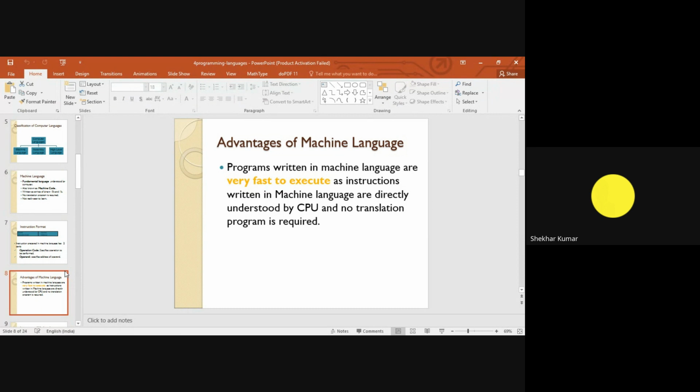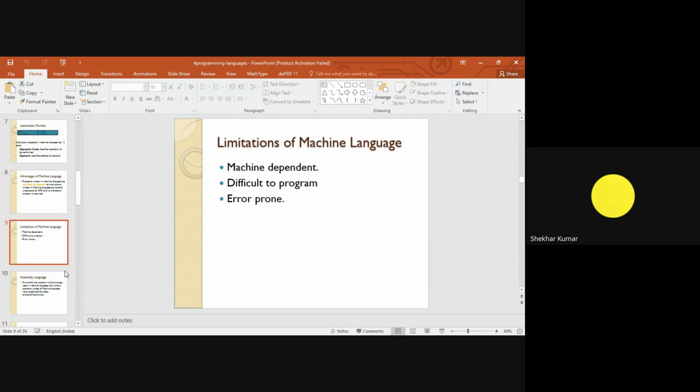There are also some disadvantages, or limitations, of machine level language, because it is directly connected to the machine. So there are some limitations with this. Machine level language is machine dependent language: an individual program is required for each machine. Machine dependent means that for each machine there is a requirement of an individual program.